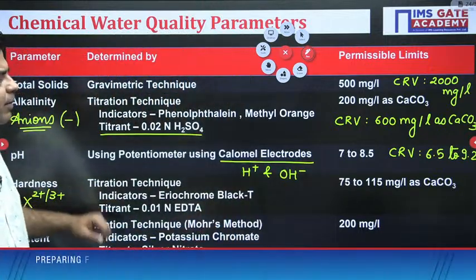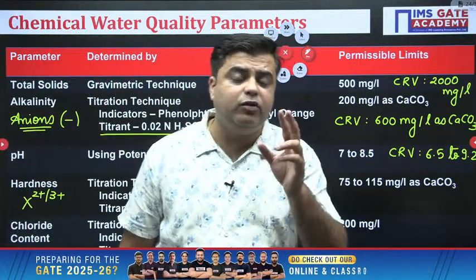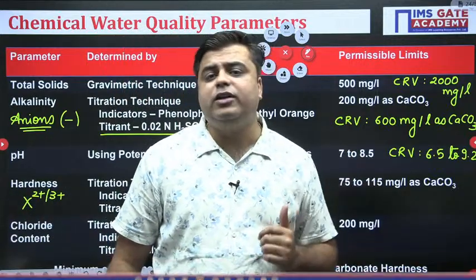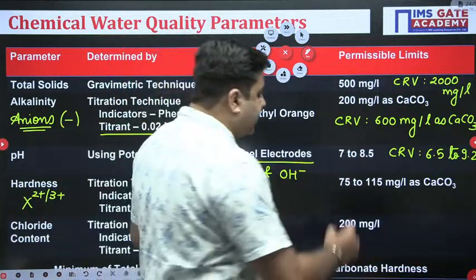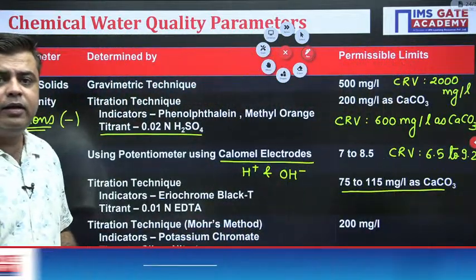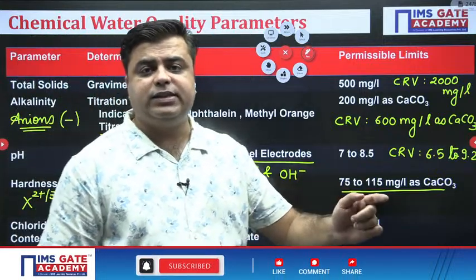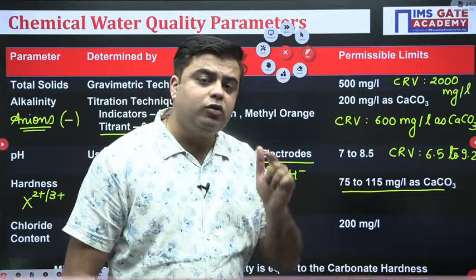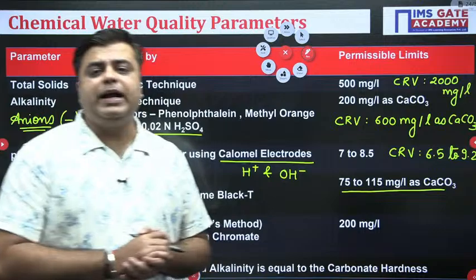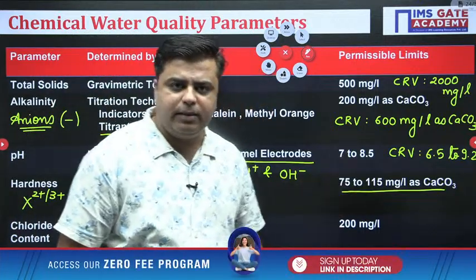The permissible limit for hardness is again 200 milligram per liter, and cause for rejection value is 600 milligram per liter. But especially water which is supplied into the community, the hardness is kept in the range of 75 to 115 milligram per liter. Still I am telling you, acceptable limit 200 milligram per liter as CaCO3. Cause for rejection value 600 milligram per liter as CaCO3. But the water which is supplied into the community has hardness between 75 to 115 milligram per liter.